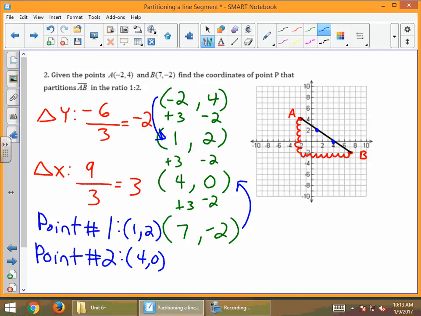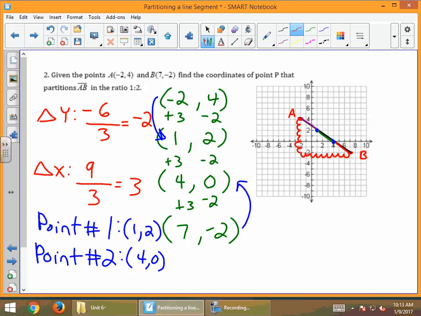So you now see that we have 3 different sections of the line. We have the purple one, the green one, and this red segment. You see how we divided it up into 3 different segments? They're even too. Now, why did we choose 1, 2 as one of them? Because look where 1, 2 is. It's right here, that purple segment.